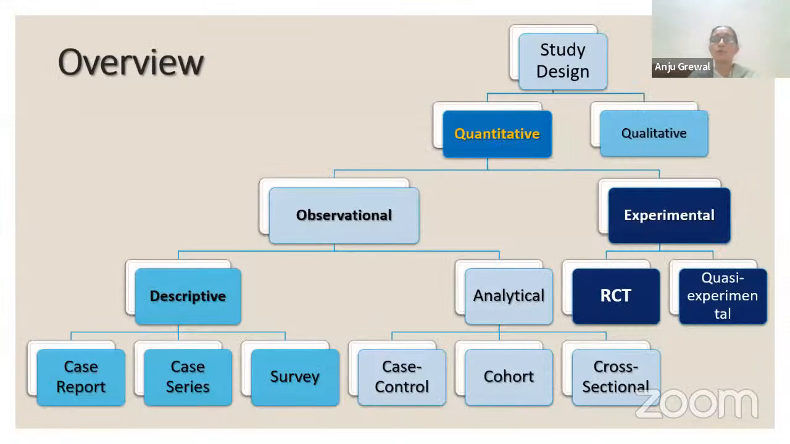So just to give you an overview, study designs can be classified as quantitative and qualitative. And what we do most of the time is quantitative research, which again can be observational and experimental. I believe experimental is something that we do more often in anesthesia. We do a lot of randomized control trials or non-randomized control trials.